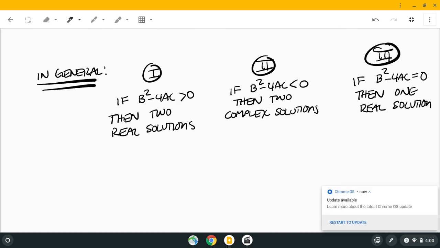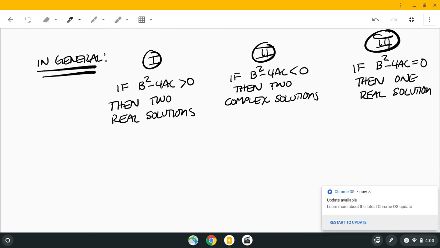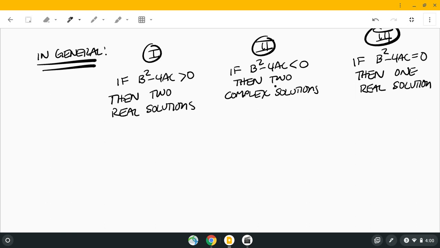Okay, so let's take a look at some examples. Uh-oh. All right, I thought that was my screen recorder stopping. It is not, thank goodness.